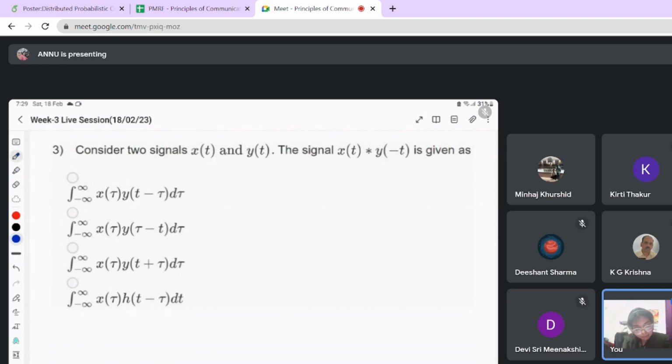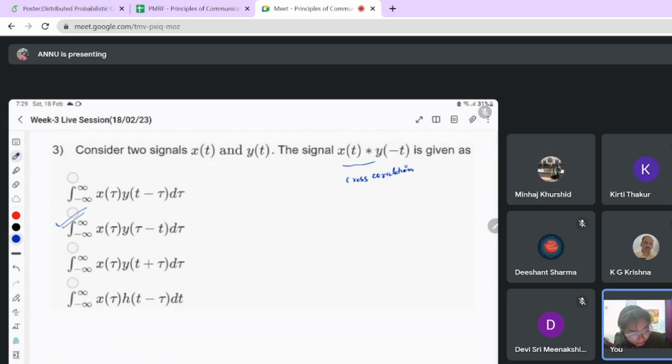Consider two signals. It is auto... No, it is a cross correlation. Option B. Yes, yes.